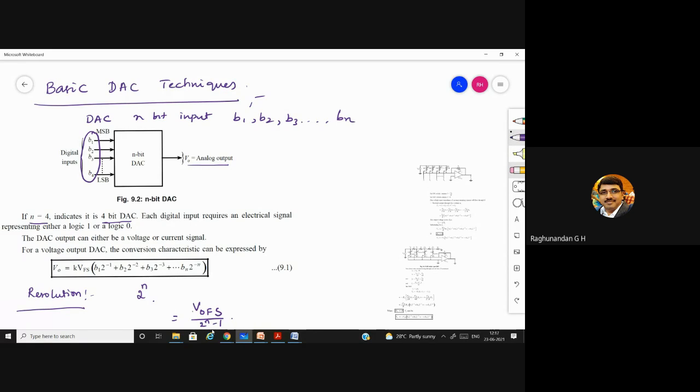You know that 0, 1, 2, 3, like this. For 0, let us take its equivalent as 0 0 0 0. In order to represent 1, we'll take 0 0 0 1. To represent 2, 0 0 1 0. To represent 3, 0 0 1 1.